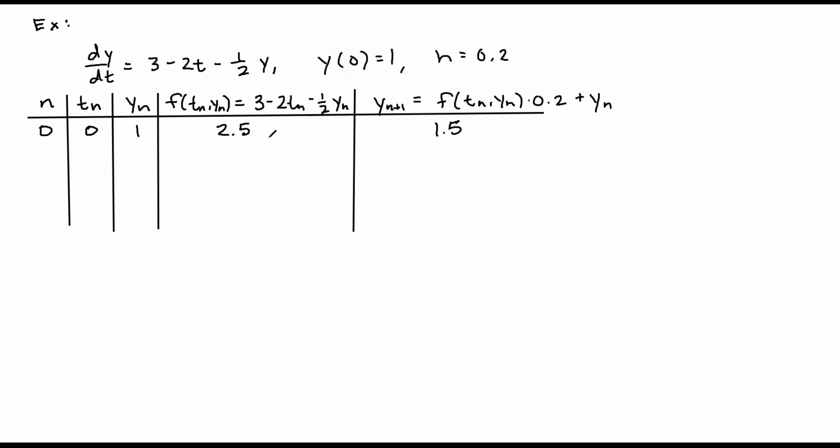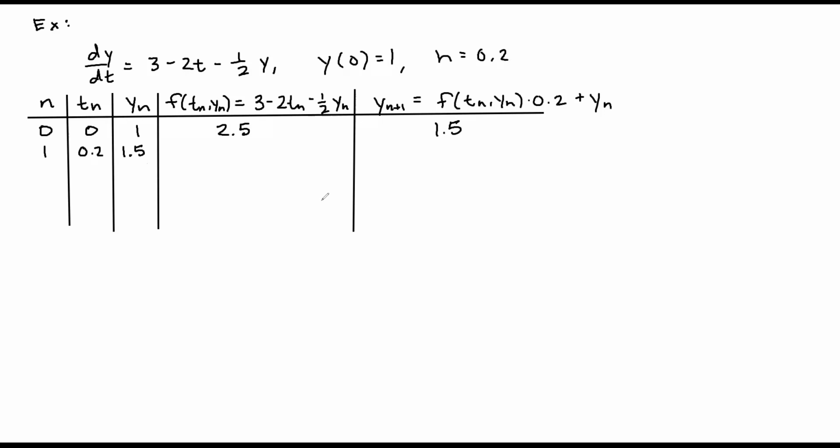So what does that mean as far as doing the problem here? Well, it means that for n is 1, the next point, we know what the next t value is going to be. We know what t sub 1 is going to be because we're incrementing t by the step size. So if we start off at 0, the next step is going to be 0.2. And then what's y sub 1 going to be? Well, it's the outcome that we just calculated, 1.5.